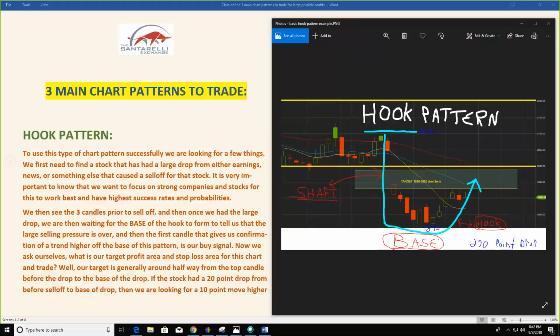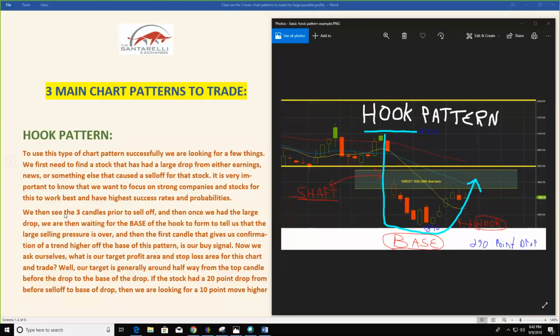Sorry about that, guys. So, like I said, the shaft, the base, and then the hook. All right, so our entry, we want to get an entry as close to the base as we can to maximize profits and maximize our returns, so we can capture the full run of the stock after it flattens out at the base. So let me go back over here.